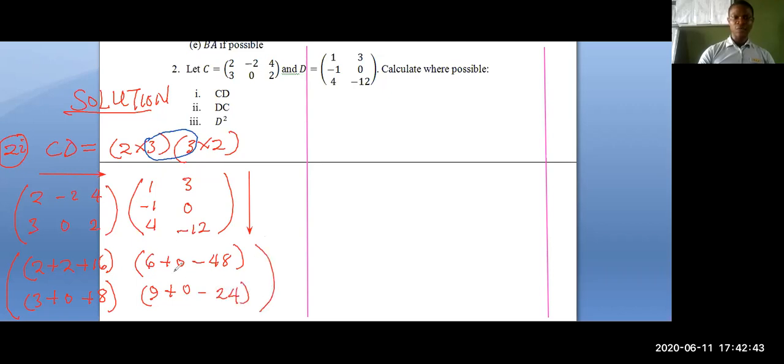And anything enclosed in a bracket, then simplifying, this will give us 20. So we have 20 there. This one, 6 minus 48 will give us minus 42. So we have minus 42 here. And 3 plus 8 will give us 11. So we have 11. And 9 minus 24, of course, should give us minus 15. All right, so we have minus 15 here. Of course, this is equal to CD.